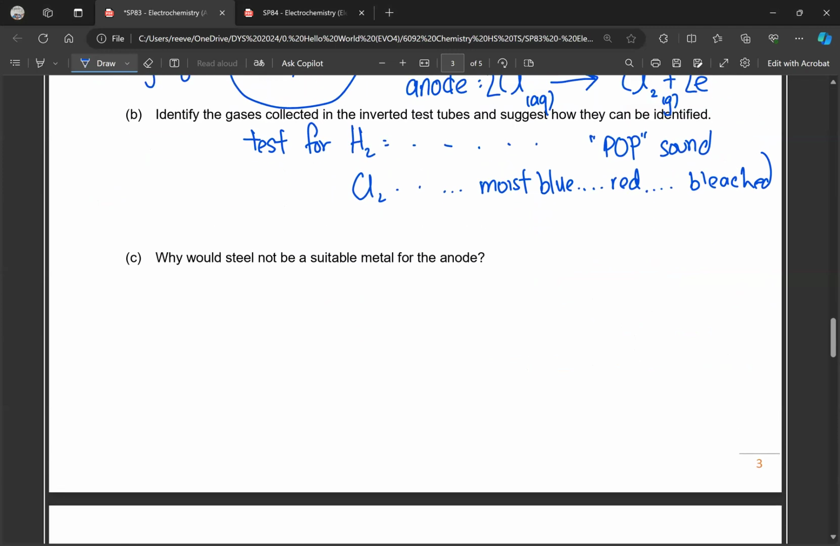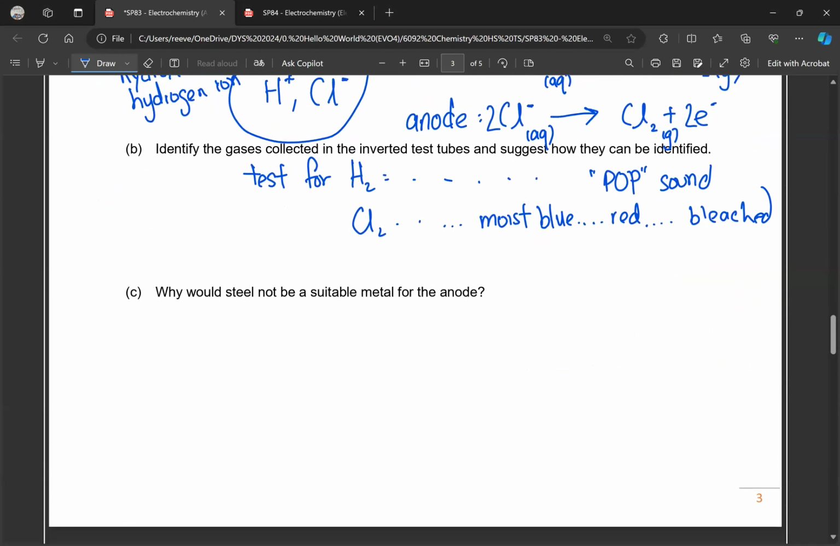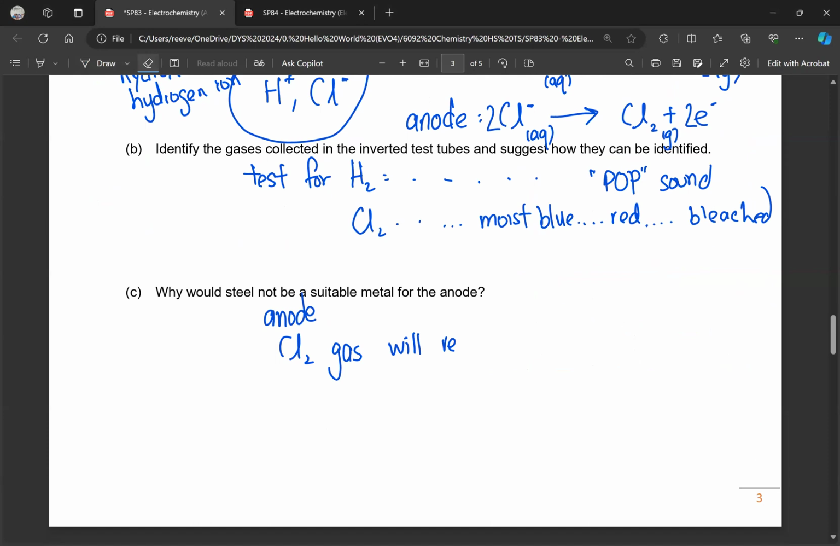Why would steel not be a suitable metal for the anode? Because the chlorine gas, the anode is chlorine. The chlorine is produced at the anode. Oh, my bad, it's not chlorine. Chlorine is neutral. So it will be the acid.